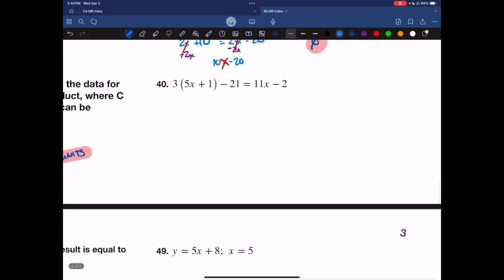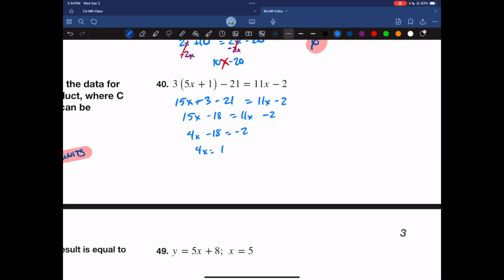Okay, 3 times 5 is 15. 15x plus 3 minus 21 equals 11x minus 2. I'm going to clean this up. That's going to be 15x minus 18 equals 11x minus 2. Subtract the 11x, that's going to be 4x. It's negative 2. Add 18, that's going to be 4x equals 16. x equals 4.